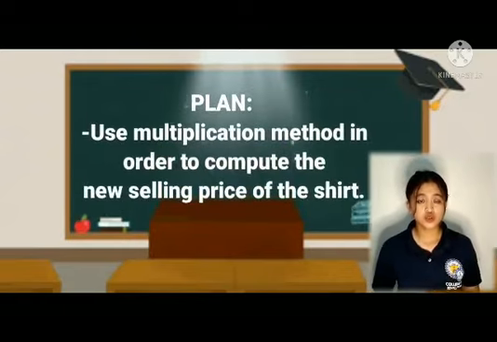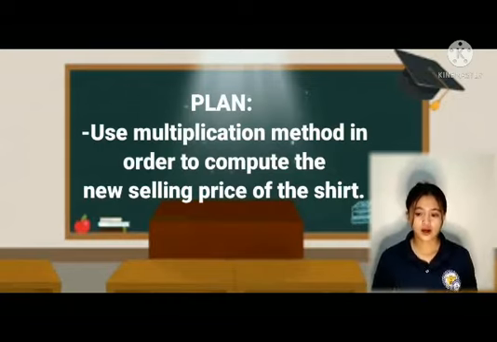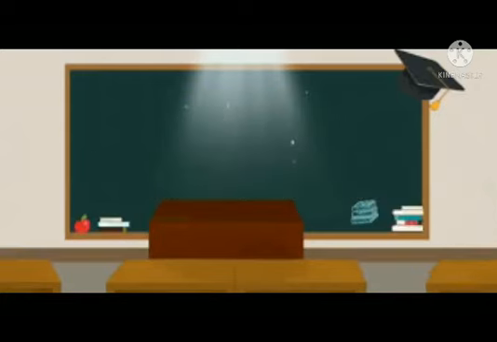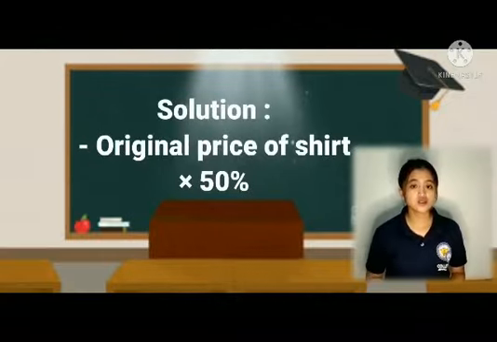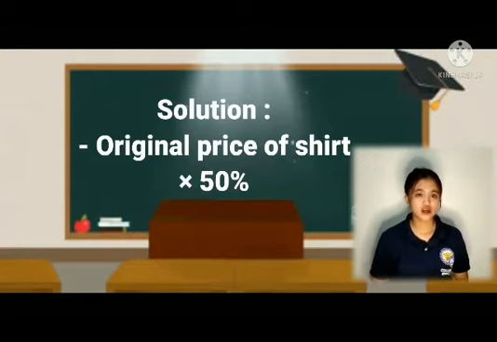In plan, use the multiplication method in order to compute the new selling price of the shirt. And the last part is solution. The original price of the shirt times 50% equals the new price of the shirt.